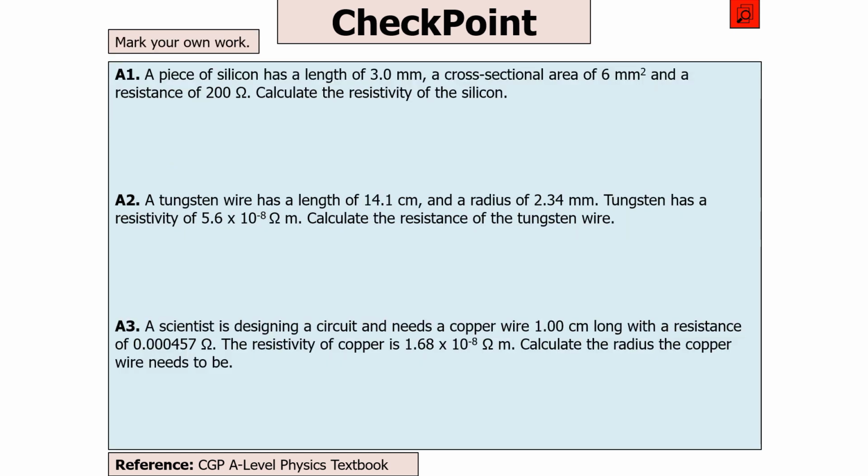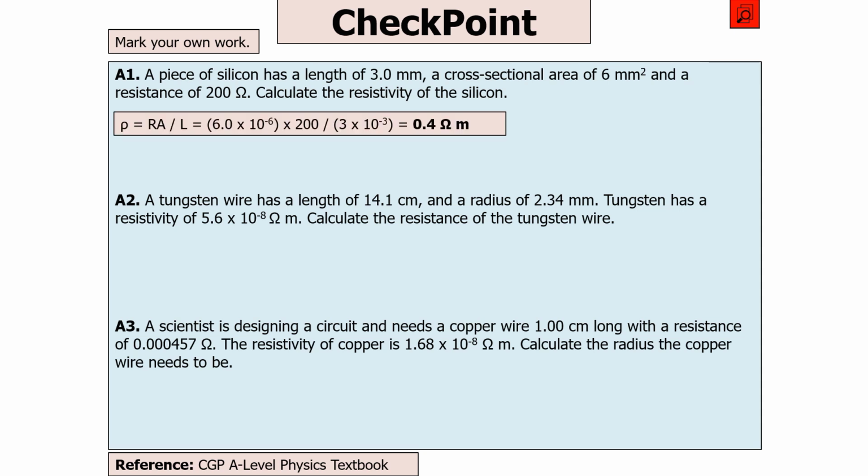Right, in this first one, we're using the resistivity equation. Remember, length goes from millimeters into meters. We know that millimeters squared goes into meters squared by doing times 10 to the minus 6. We work it through and we get 0.4 ohm meters.